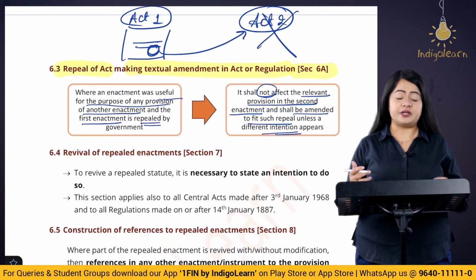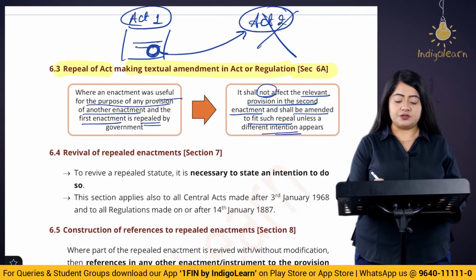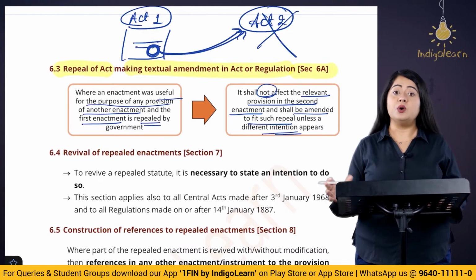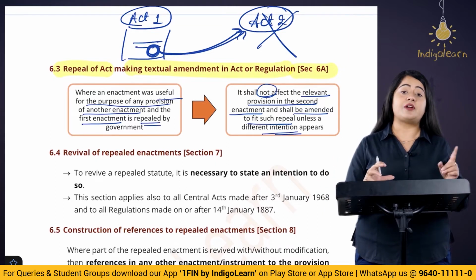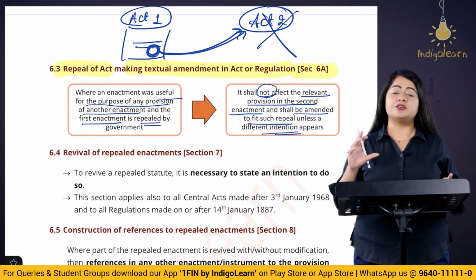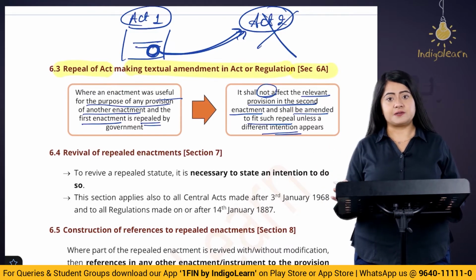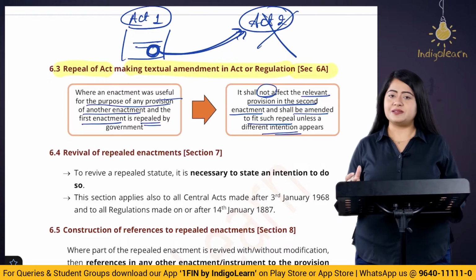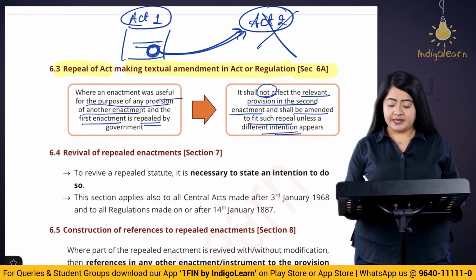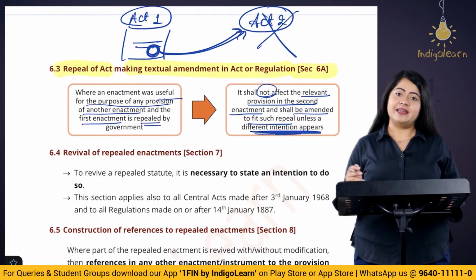But how are we going to interpret it? See, this relevant provision requires us to see act number 2. Now act number 2 is cancelled, but just for the purpose of interpretation of act number 1, we can still use the reference which is given in act number 2, even though act number 2 has been repealed. So this is a very simple section. However, if suppose the intention of the act is different, in that case we will have to modify our interpretation.